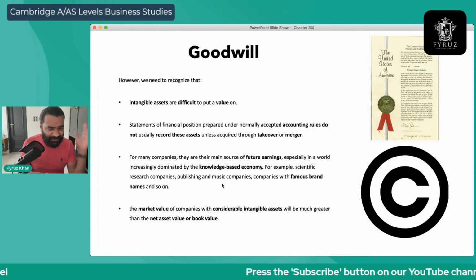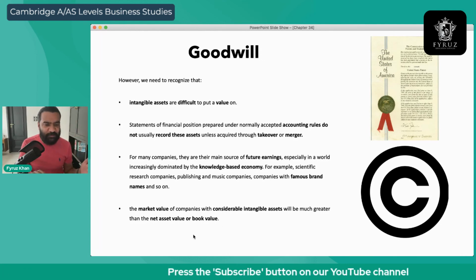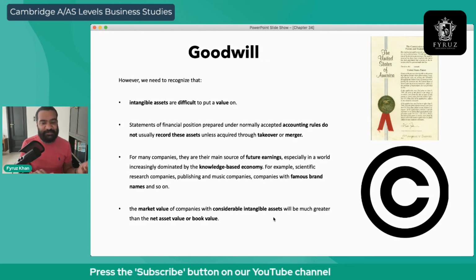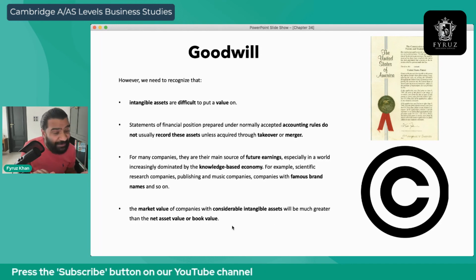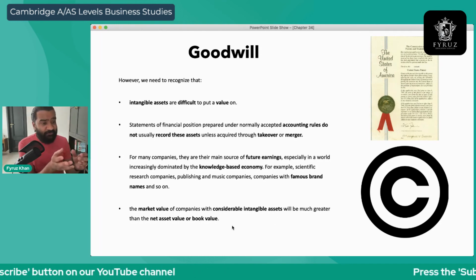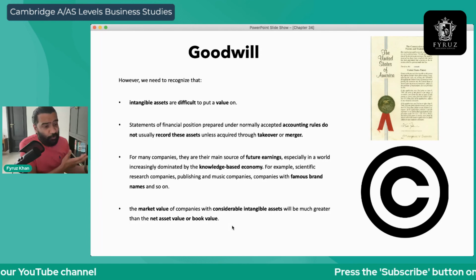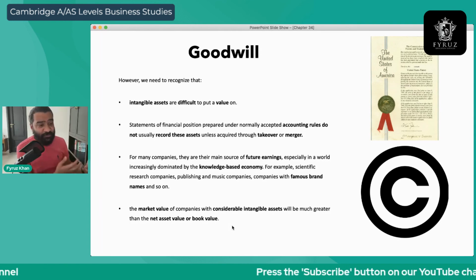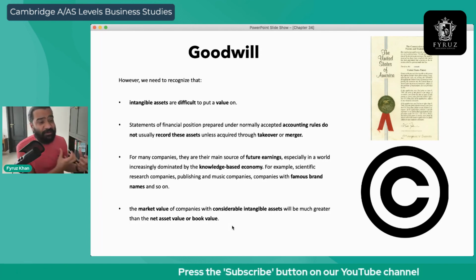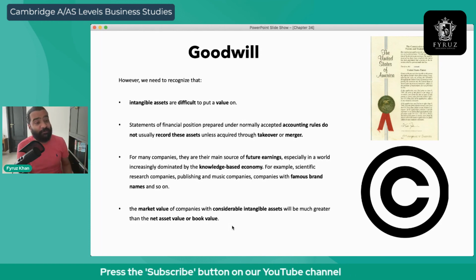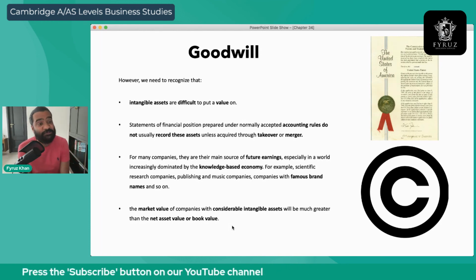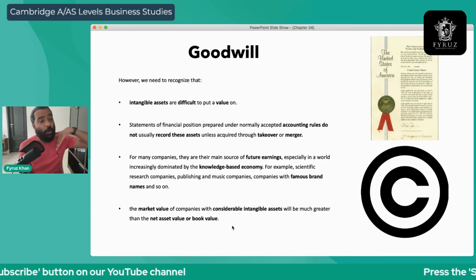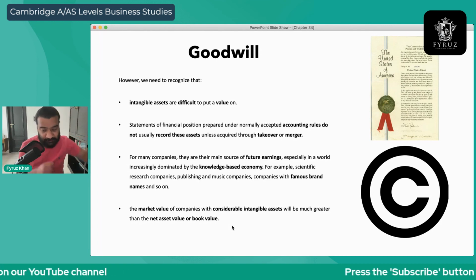So, we've already talked about that. The market value of companies with considerable intangible assets will be much greater than the net asset value, and we have seen this in the case of WhatsApp. Their revenue in 2013 was only $10 million, and they sold the company for $19 million. It was way greater than their assets.